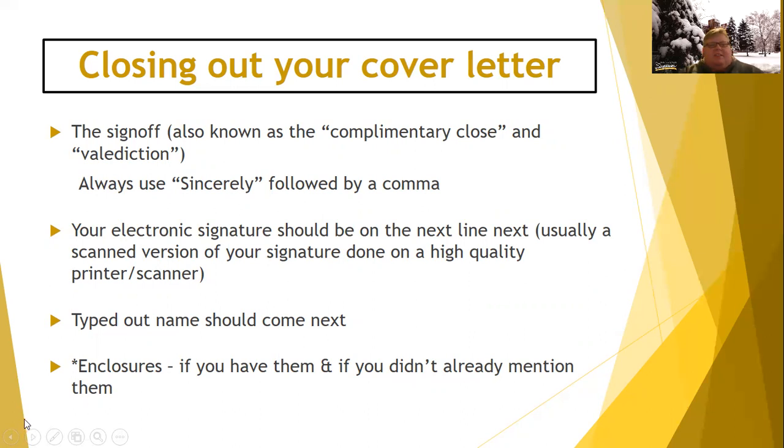Your electronic signature should be on the next line. Typically, that's done with a scanned version of your signature, done on a high quality printer scanner, and you would save it as a picture file, and then you just insert that when you need it. Your typed out name should come next after that, and then an enclosures line. And this is only if you have them, and if you didn't already mention them in the last paragraph of your letter.